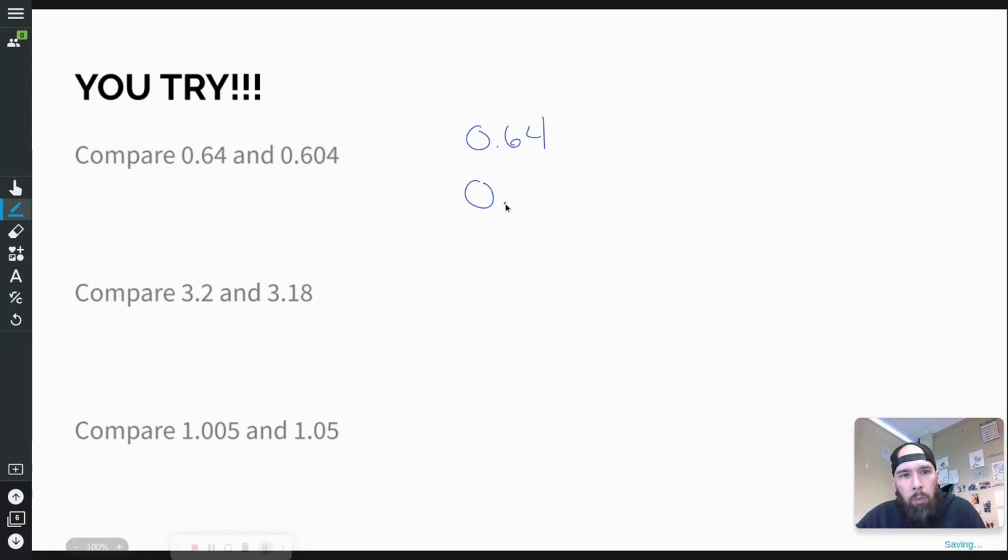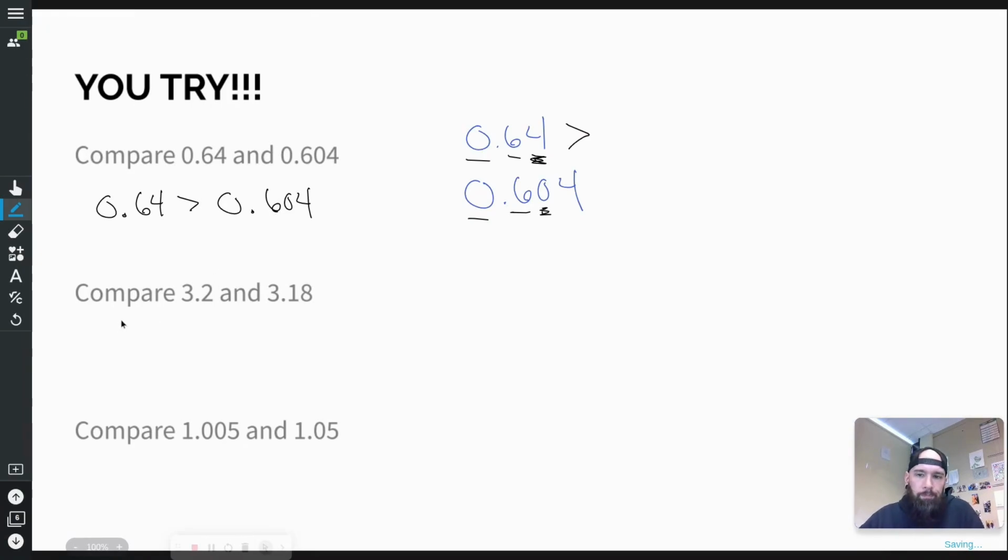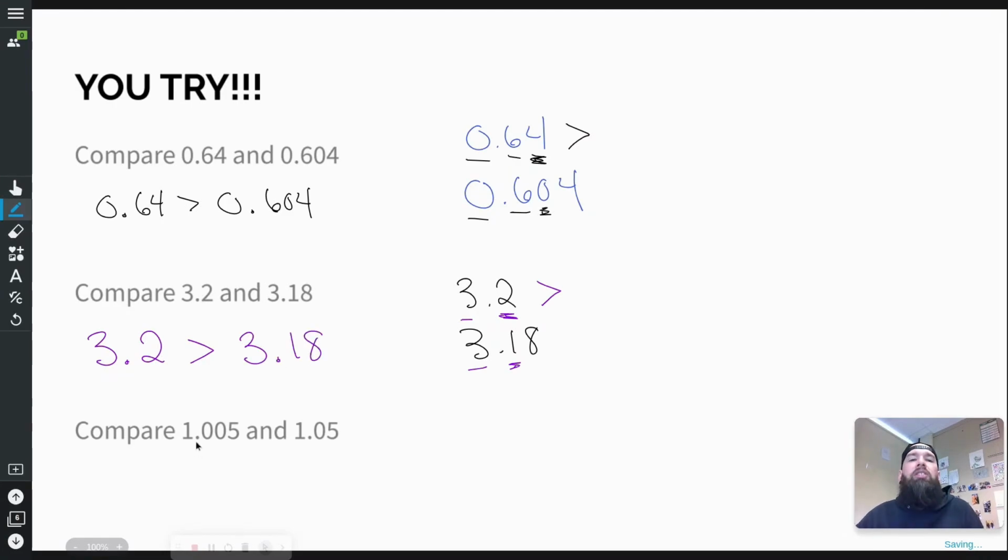0.64 versus 0.604. So let's work our way left. You're the same. You're the same. You're not. 4 is greater than 0, so that's going to be the greater than. So I have 64 hundredths is greater than 604 thousandths. 3.2 versus 3.18. 3's are the same. These guys are not. 2 is greater than 1. So 3 and 2 tenths is going to be greater than 3 and 18 hundredths.